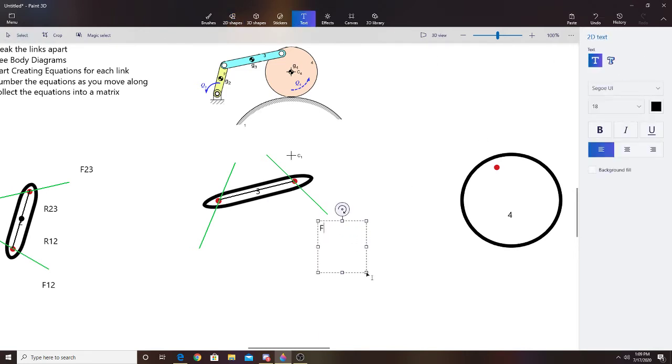So this is F24, negative F23 or F32, because we have already used it over here. So this one on the other link must be equal and opposite. So negative F32, and then R23. R24.